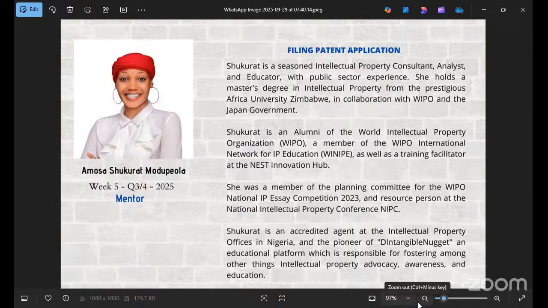But if the changes you're going to make is going to affect the application as a whole, then you might not be able to make that change. I hope that answers your question. And also in the Nigerian Patent Office, if your application is not coherent and you need to add one or two things, the registry is going to notify you and you can do that as well. I hope that answers your question.